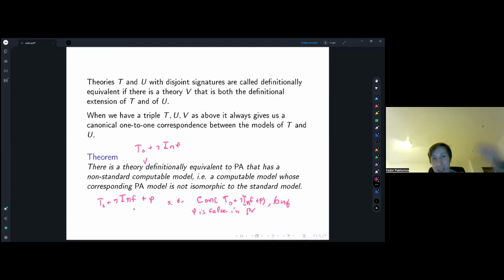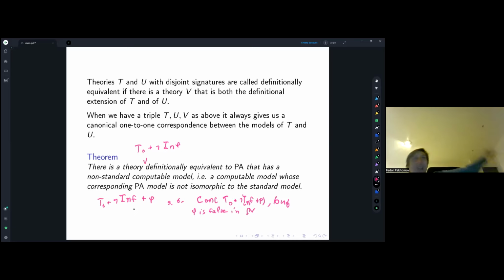So from any model of PA, you could go to this model of the joint signature in a unique way, because it's simply a definitional extension, right? All predicates in the joint signature have explicit definitions in the language of PA. Then you could forget about the signature of PA, and this way you obtain a model of the theory T0 plus negation of infinity, and vice versa, right?